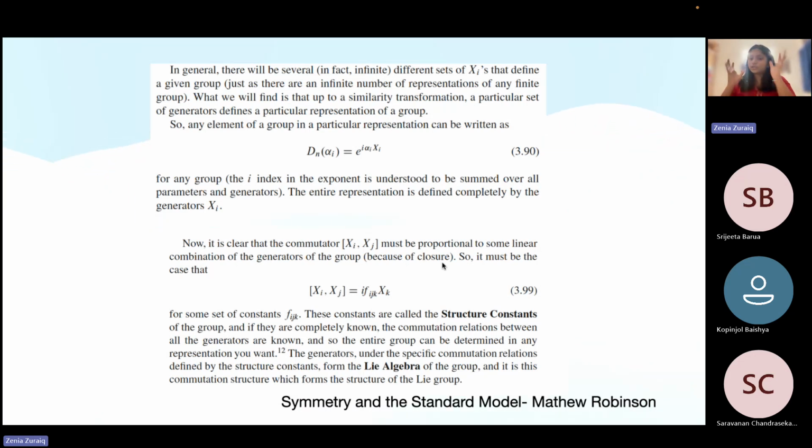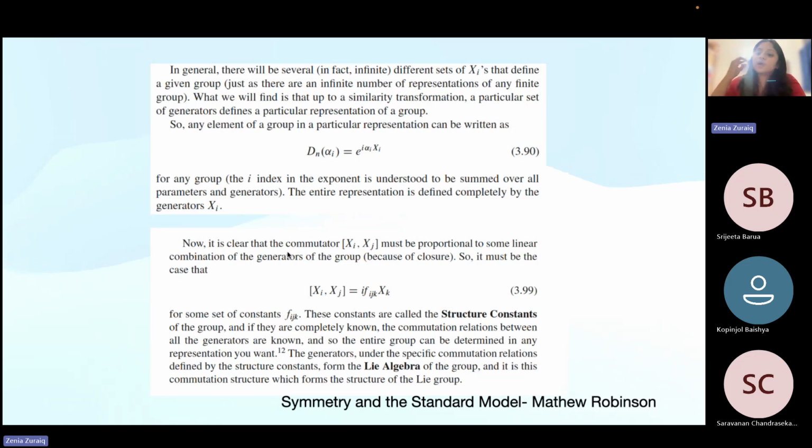We know that whatever combination of the elements of the group you do, under the group element it should bring back something that is contained within the group. That's closure. So because of that, we know that the commutator of xi and xj is something times xk, some other generator, for some set of constants Fijk. These constants are called the structure constants of the group. If they are completely known, the commutation relations between all the generators are known, and so the entire group can be determined in any representation you want.